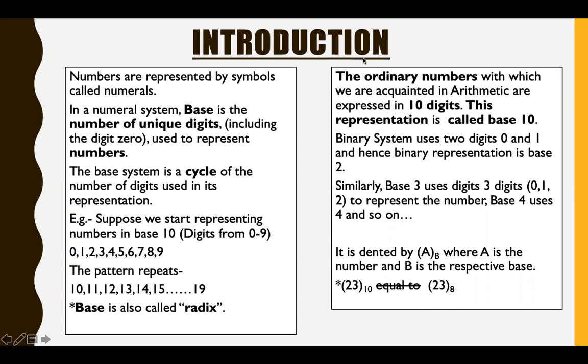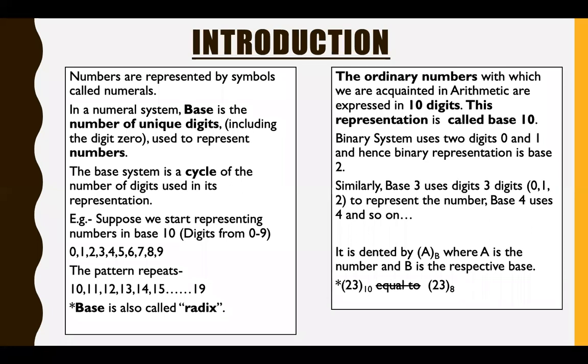So after 0 to 9, you will again start with 10 to 19. The digits used are only 0 to 9. That's all the digits we're using for base 10. That is 10 digits. Base is also called a radix. Ordinary numbers are represented in base 10, so this representation contains 10 digits.